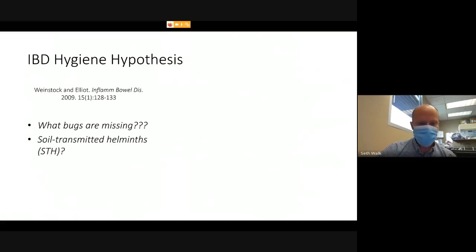So there's also a more specific application of the hygiene hypothesis with IBD. This is called the IBD hygiene hypothesis, proposed by Joel Weinstock. And he asked, if this is true, then we should be able to go back and look for what bugs or microorganisms were present before the sanitation practices that might be missing now. And one of the things that he looked at was a parasite called soil-transmitted helminths.